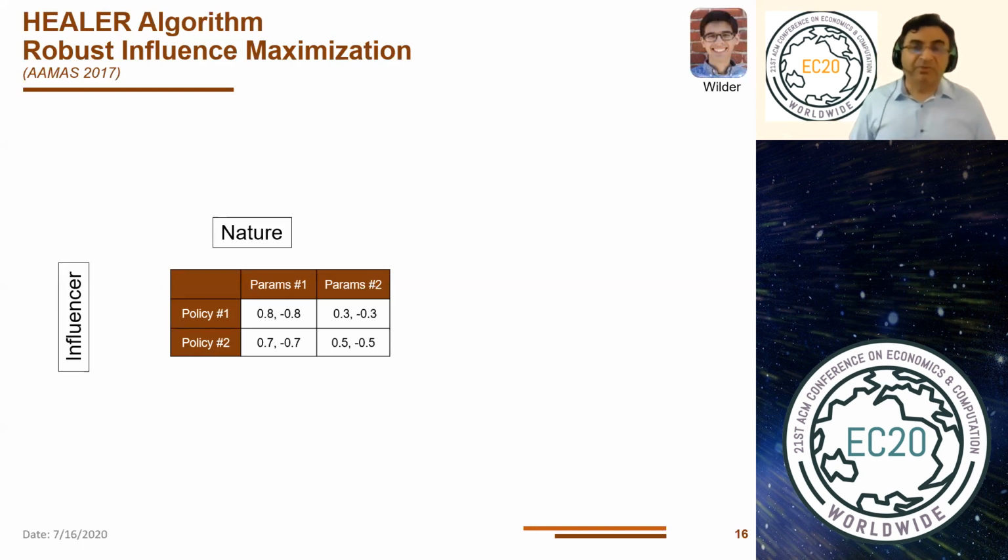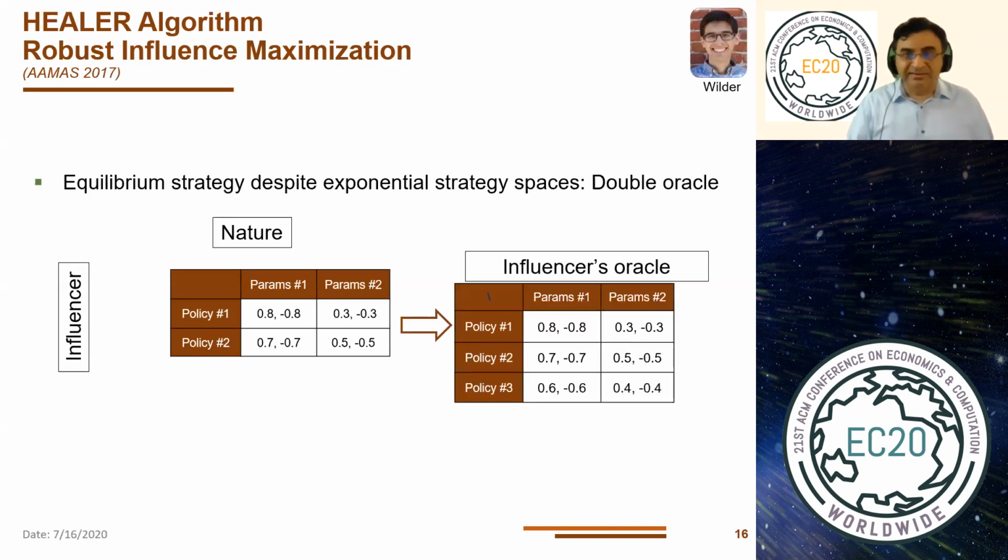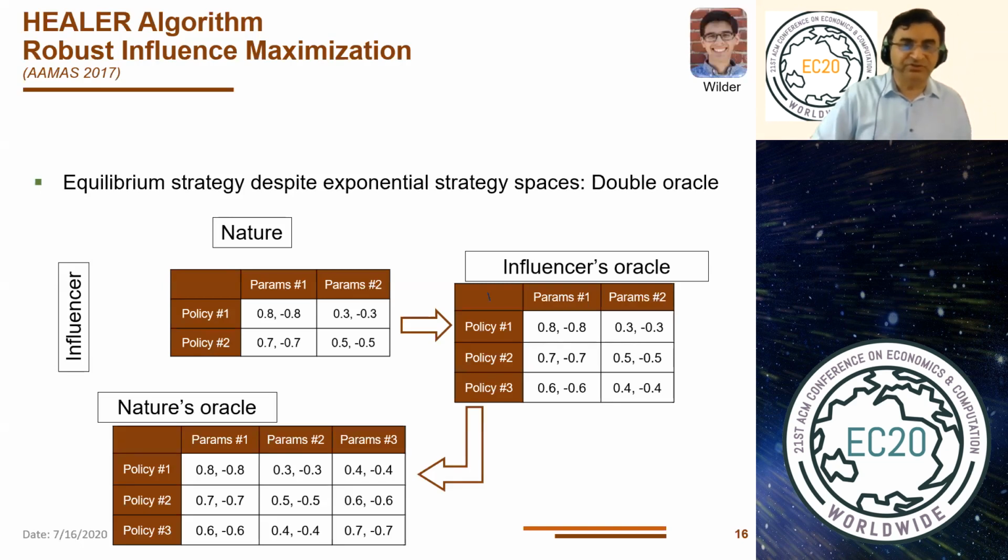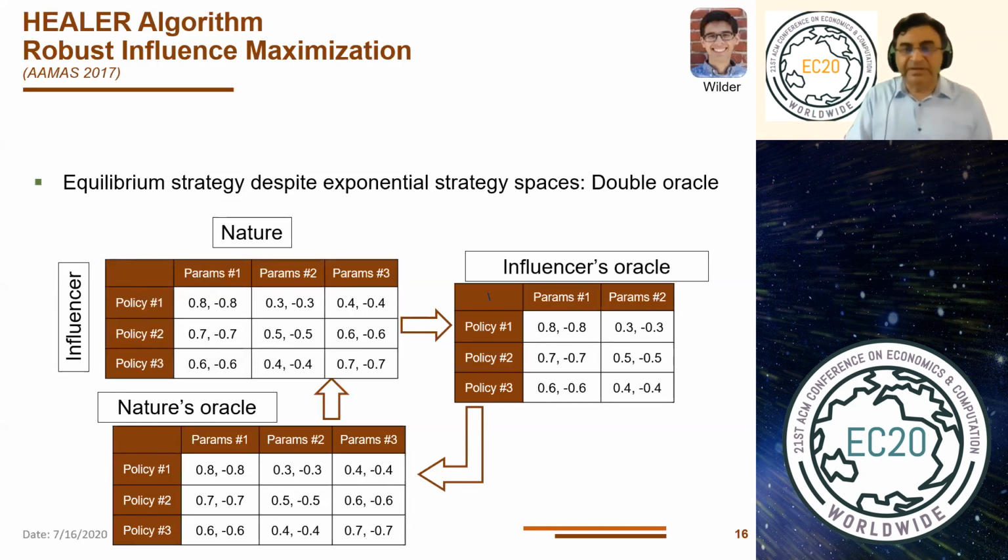So to handle this, we use a double oracle approach. We start by initializing the game with a small number of strategies for both the influencer and nature. And then we solve this game, find equilibrium, and then the influencer's oracle will provide a best response to this mixed strategy of nature and add one particular strategy for the influencer. Then nature will provide its best response to the mixed strategy of the influencer, adding its best strategy, and the game will grow. And again, we solve for equilibrium, and we iterate in this fashion until convergence. And often this convergence is found without iterating too much, with a very small number of strategies.